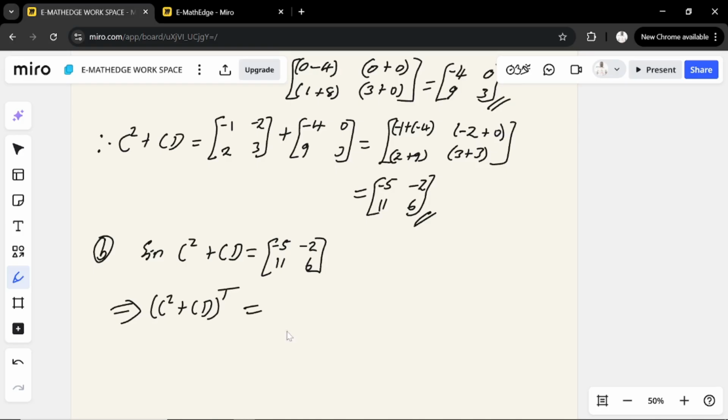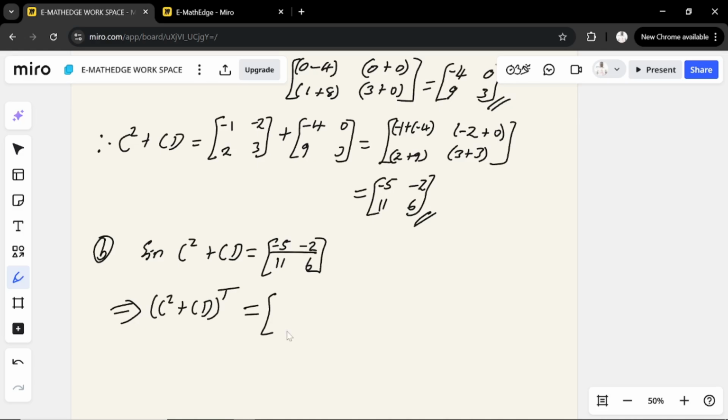is going to be, now how do we obtain a transpose of a matrix? For a 2 by 2 matrix, the simplest and easiest way to obtain a transpose is that the first row will become the first column, and the second row will become the second column. That is just a short way to obtain a transpose of a 2 by 2 matrix. So let's go ahead and do that.